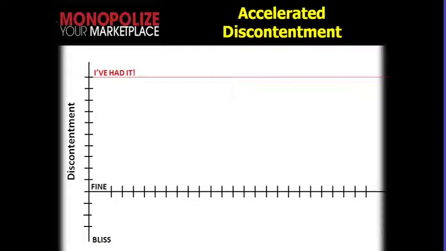At the top, it's I've had it. I'm so sick of my dental situation that I'm going to go do something. It's either too painful or my teeth are corroded or somebody maybe said something and I was embarrassed, but I've had it. That's where people actually take action and do something about their problem. Down here at the bottom, you see it says fine, and at the very bottom it says bliss. Here's what that means. I'm good with my situation. I'm not going to take any action.